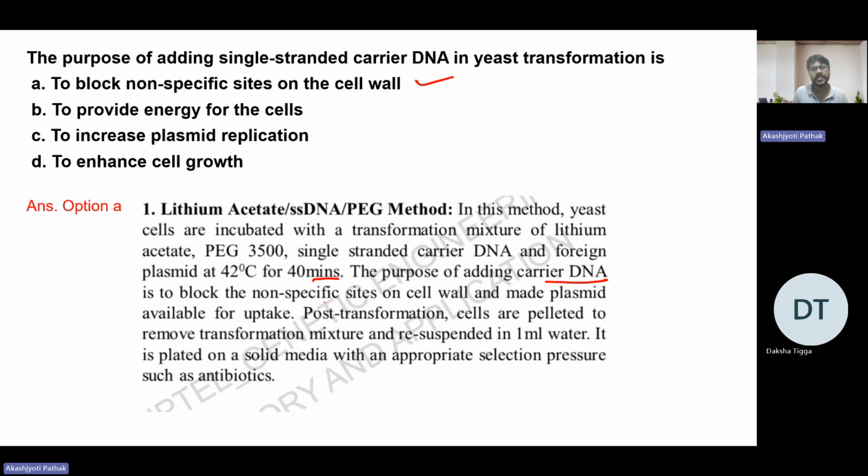It blocks the non-specific sites on the cell wall and makes the plasmid available for uptake. The single-stranded DNA will attach to the cell wall and prevent the non-specific attachment of the plasmid to the cell wall. If the single-stranded DNA attaches to the cell wall of the yeast, then it will not allow the plasmid to attach anywhere on the cell wall. And once you have added the PEG, the plasmid can be easily uptaken in the next step.